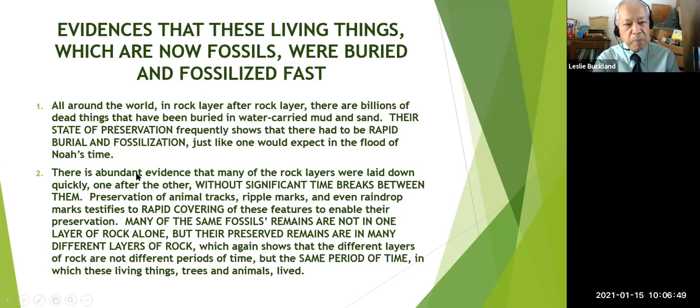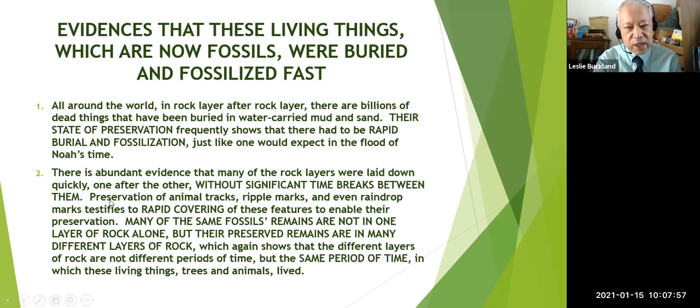Number two, there is abundant evidence that many of the rock layers were laid down quickly, one after the other, without significant time breaks between them. This is important, so I've emphasized it. Between one rock layer and another, there are evidences that there was not a long time between one layer of rock being laid down and another coming on top of it. Or maybe I should put it like this. A lot of sediment was put down layer after layer, and it was done quickly without a long time passing before another layer of mud and sand and stones and rock was placed upon it and hardened. So without significant time breaks between them. And here are the evidences.